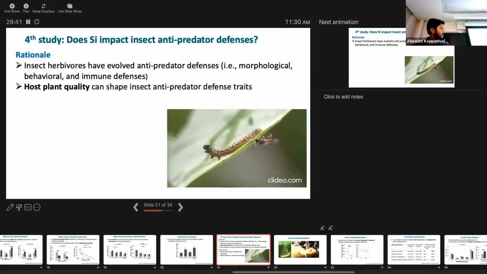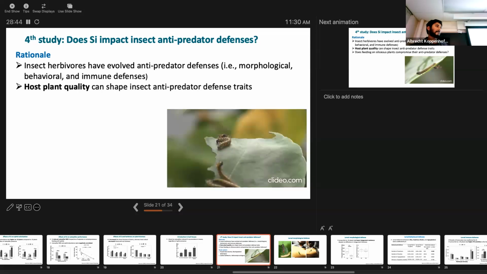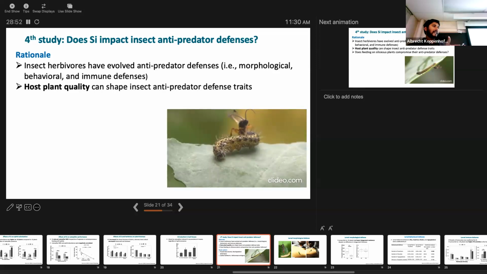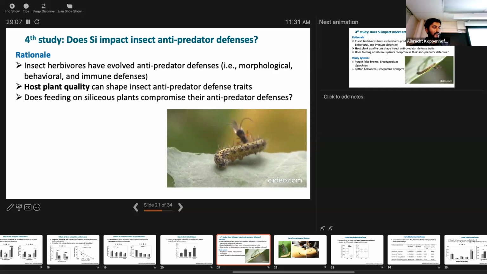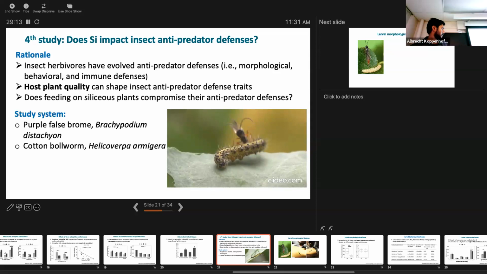Host plant quality can shape insect anti-predator defenses, because as I said, insects feed less on silicified tissues, and they are assimilating fewer nutrients from those. This can impact their anti-predator defenses, because they have less resource to invest in their growth and defense mechanisms. So we asked, does feeding on siliceous plants compromise insect anti-predator defenses? We used the same plant, Brachypodium distachyon, and cotton bollworm, Helicoverpa armigera, for this study.